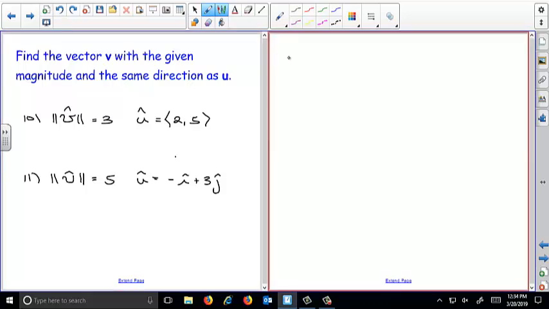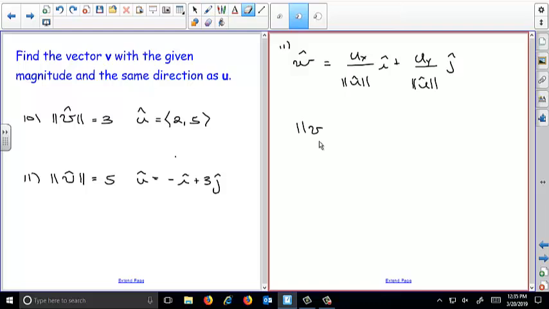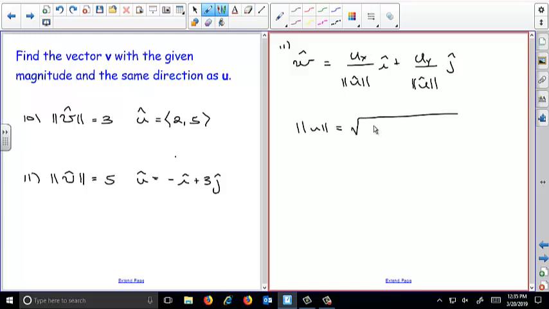Okay, same thing for number 11, except I'm in unit vector notation. So what did I say? The first thing I need to do is to find this unit vector w, and that's going to be equal to the x component of u divided by the magnitude of u times i plus u sub y divided by the magnitude of u times j. So we need to calculate the magnitude of vector u, and that's going to be equal to the square root of negative 1 squared plus 3 squared, which is the square root of 10, 9 plus 1.